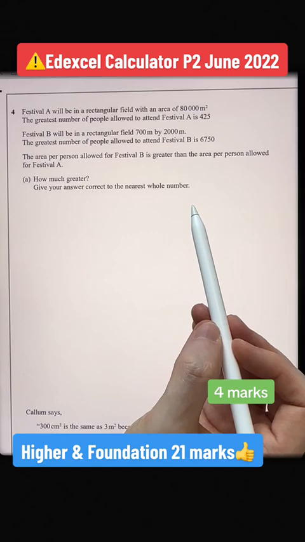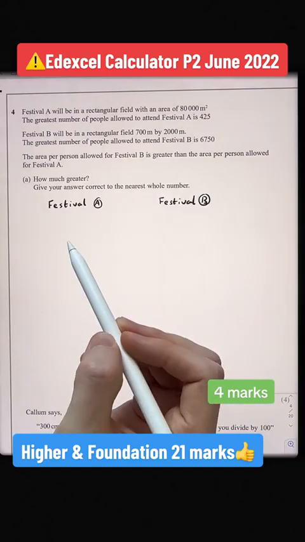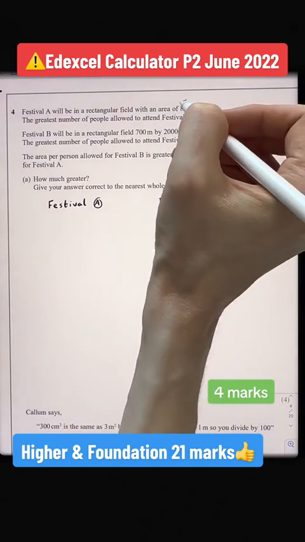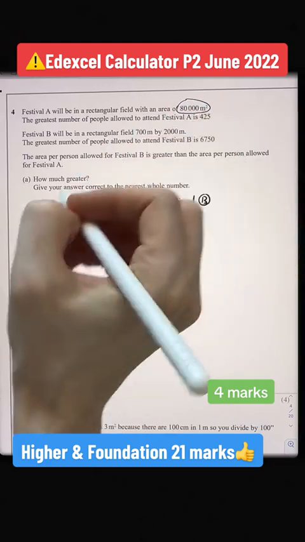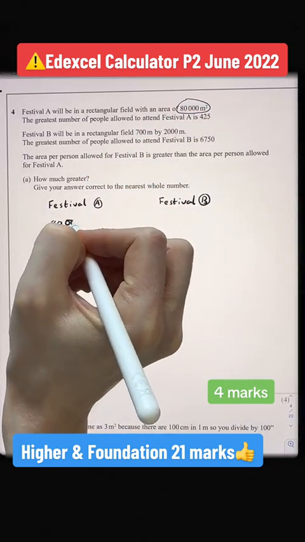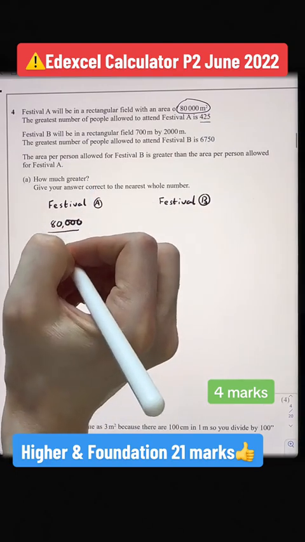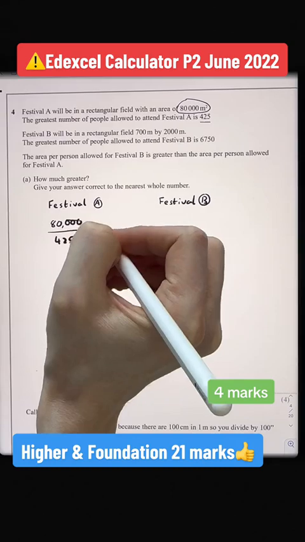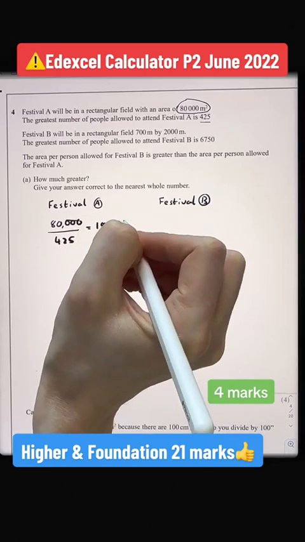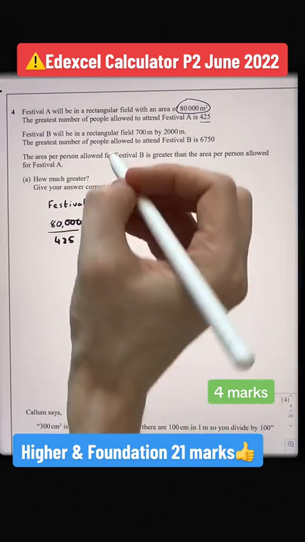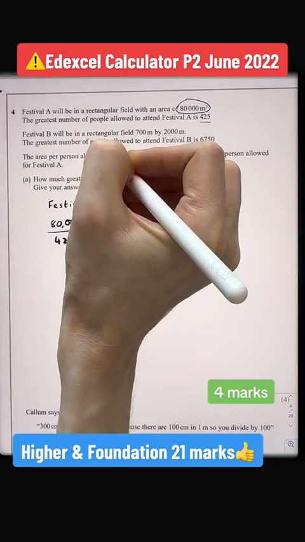Question 4. Therefore, I'm going to work out the area per person allowed for Festival A, and work out the area per person allowed for Festival B. To work out the area per person for Festival A, I'm going to divide the area of Festival A, in this case the 80,000 metres squared, divide by the number of people allowed, in this case we're told 425. Substituting into our calculator, that gives us 188.235, etc. For Festival B, my first step is to calculate the area of the field.